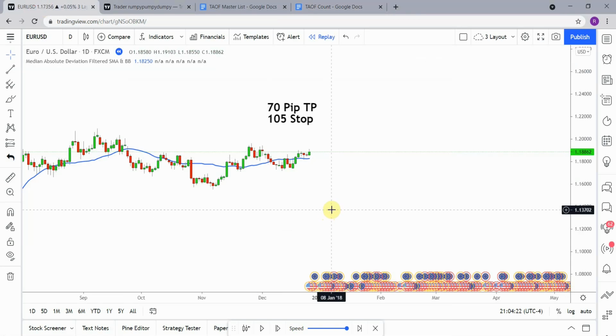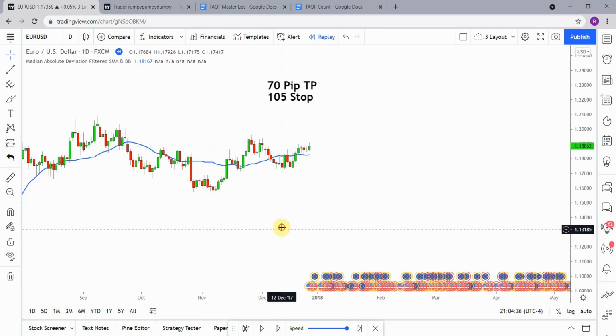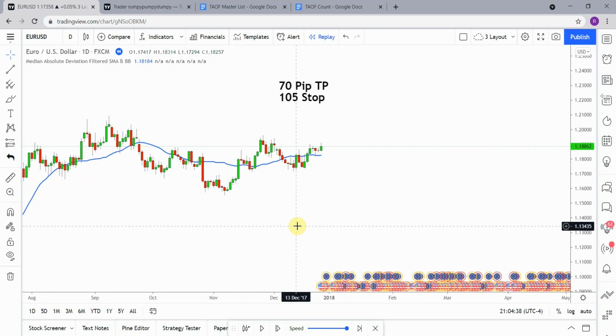Okay, so today's indicator is the median absolute deviation filtered SMA and BB. Now there are a few other parts to this beyond what you can see here on screen, but this is going to be the first part of this, and then at some point we might do some additional videos on the other parts of this.